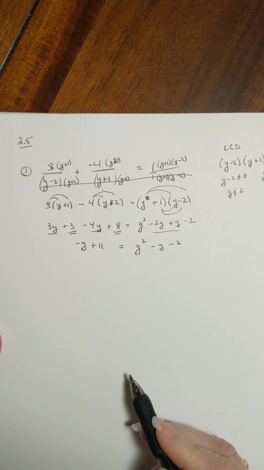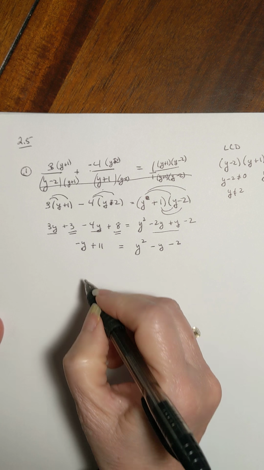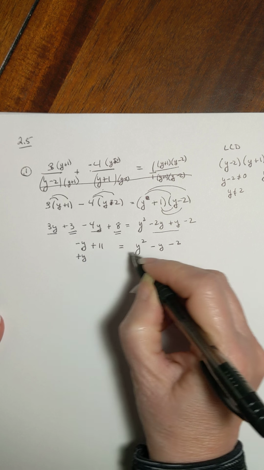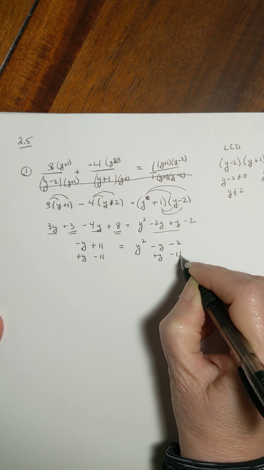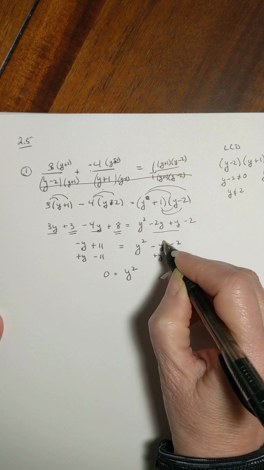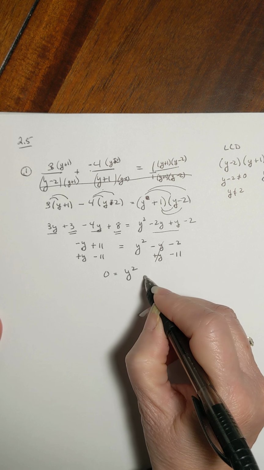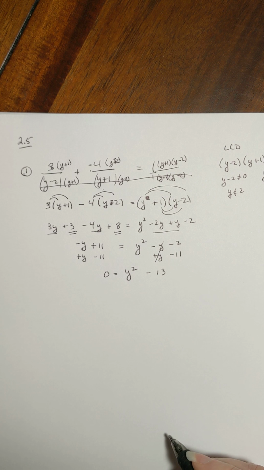So whenever you see a y squared, the first thing you think is set it equal to 0. Let's see if we can factor it. So I'm going to add y, and I'm going to subtract 11. So I get 0 is equal to y squared, and then these two cancel. And then that would be minus 13. Now it turns out that I cannot factor this. And so since I can't factor it, I'm going to have to do it by the square root method.